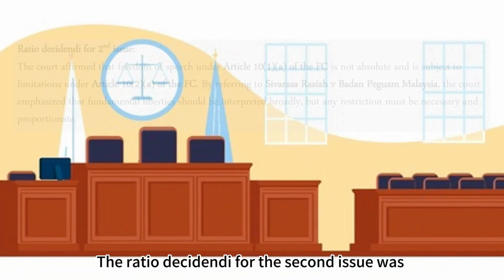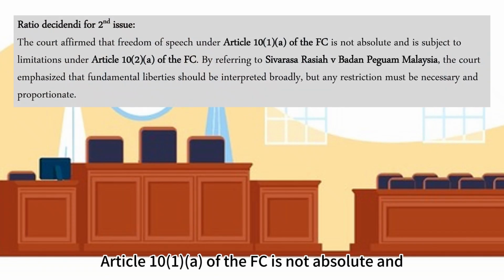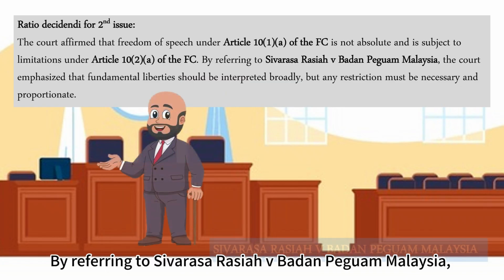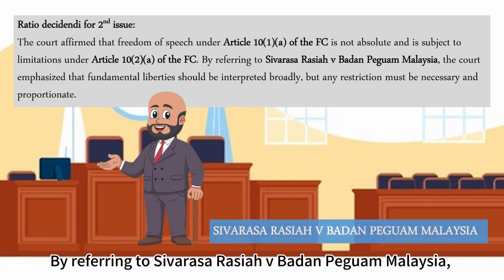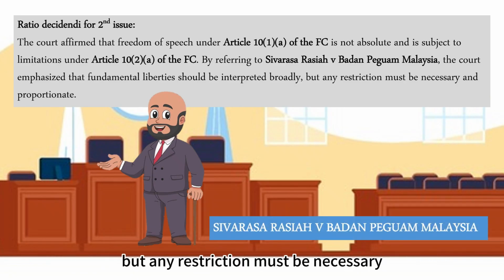The ratio decidendi for the second issue was the court affirmed that freedom of speech under Article 10(1)(a) of the FC is not absolute and is subject to limitations under Article 10(2)(a) of the FC. By referring to Sivarasa Rasiah v Badan Peguam Malaysia, the court emphasized that fundamental liberties should be interpreted broadly, but any restriction must be necessary and proportionate.